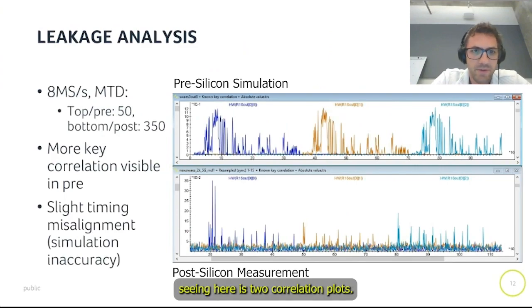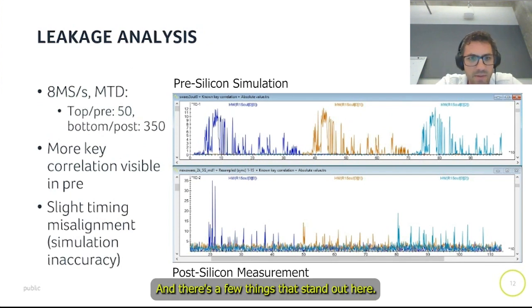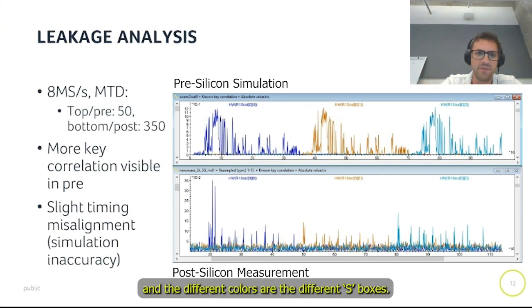So what you're seeing here is two correlation plots. The top is with a pre-silicon simulation and the bottom is a post-silicon measurement. And there's a few things that stand out here. First of all, we see more, let's say, area under the graph. Oh yeah, and the different colors are the different S boxes.